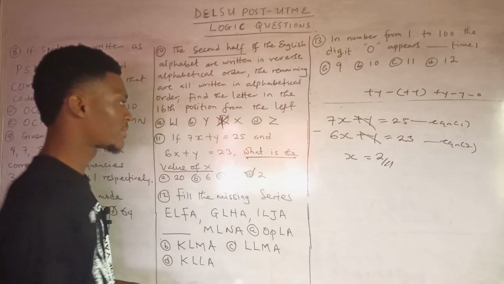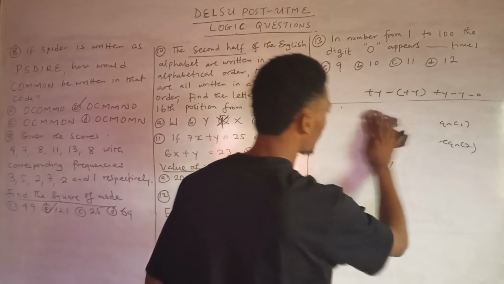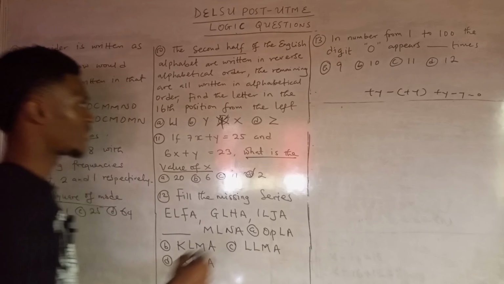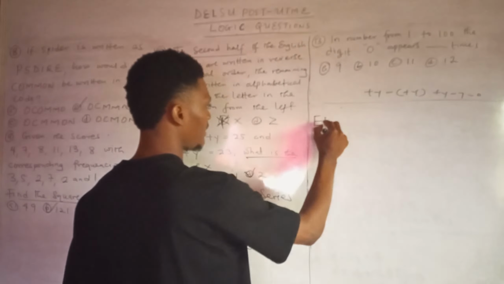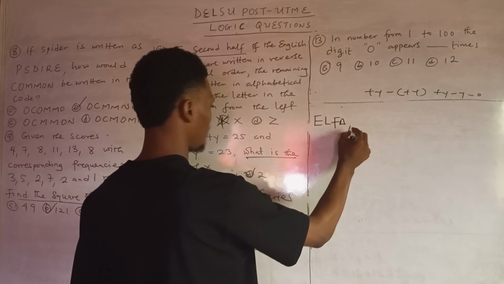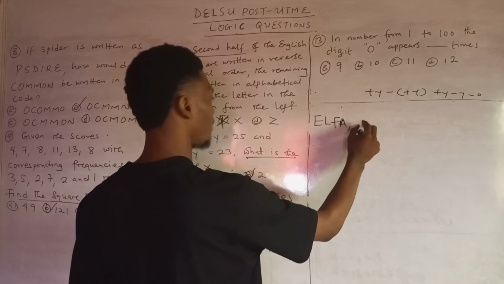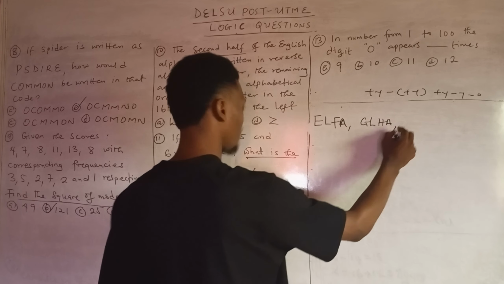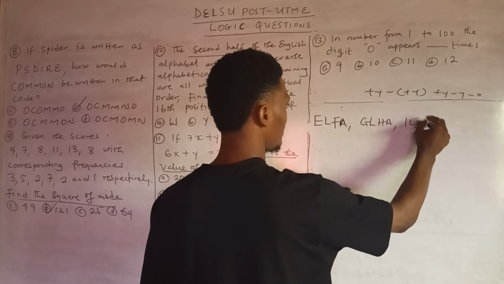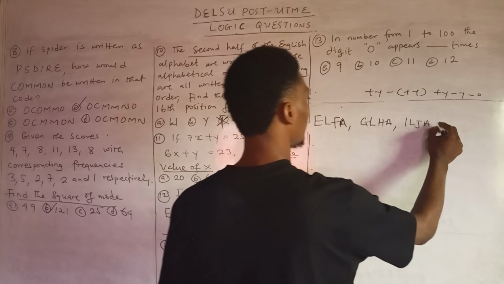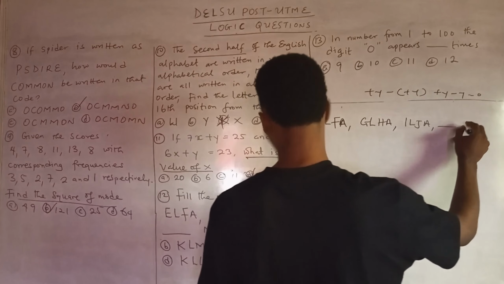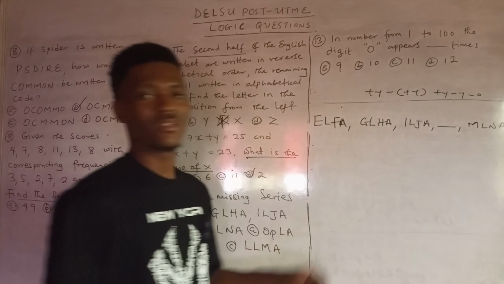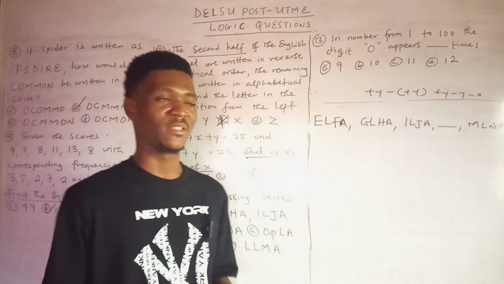Then looking at the next question, Question 12. Fill the missing series. We are given ELFA, GLHA, ILGA, then a dash, and then we are also given MLNA. This kind of question is a logical question that requires proper reasoning and thinking.